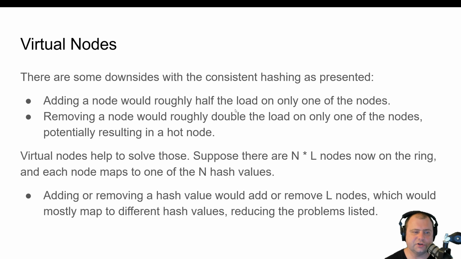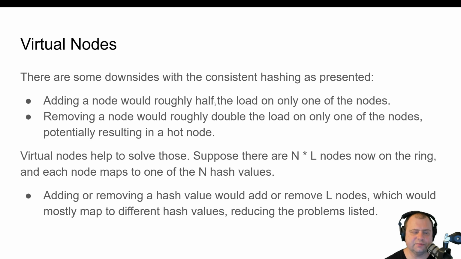So let's talk about virtual nodes. While this approach is nice and can reduce the number of rehashings to a 1 divided by n fraction, it's still not as good as it could be. For example, adding a node would roughly halve the load on one of the nodes, but the others remain the same. And removing a node would roughly double the load of one of the nodes, potentially resulting in a hot node. So also not so great.